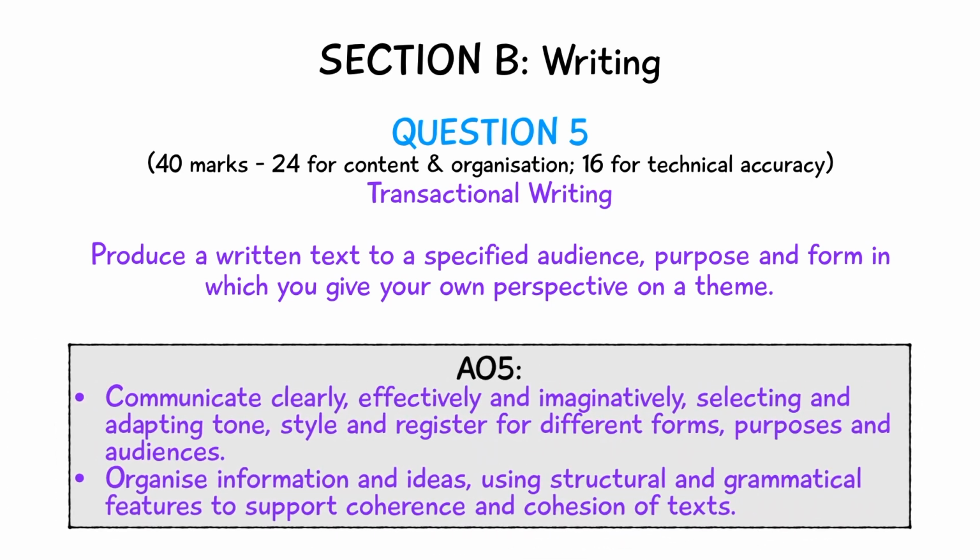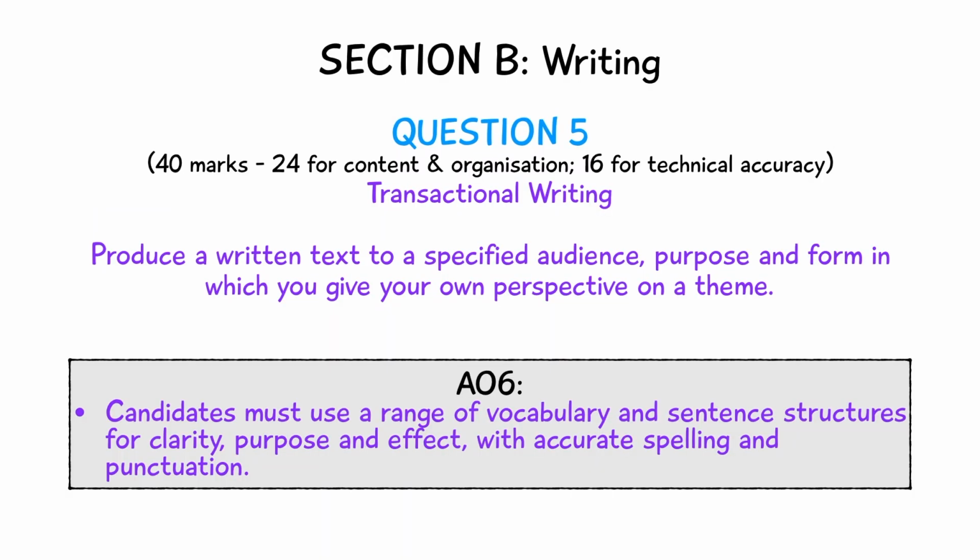For AO5, examiners will be looking to see if you communicate clearly, effectively, and imaginatively, selecting and adapting tone, style, and register for different forms, purposes, and audiences. They'll also be looking to see if you can organise information and ideas using structural and grammatical features to support coherence and cohesion of texts. For AO6, you'll be assessed on whether you use a range of vocabulary in sentence structures for clarity, purpose, and effect with accurate spelling and punctuation.